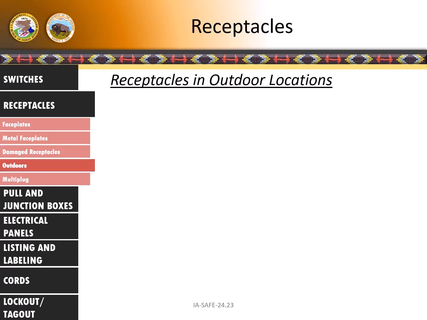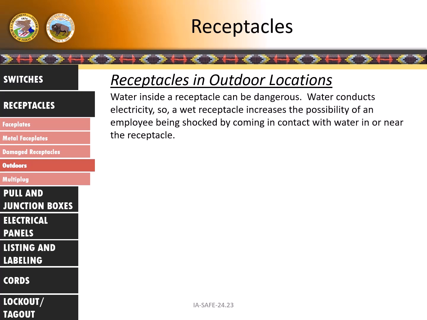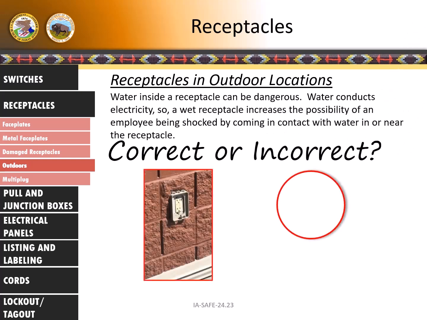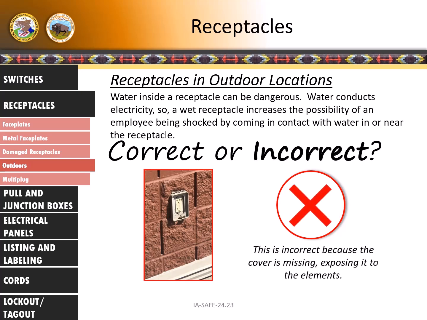Receptacles in outdoor locations. Water inside a receptacle can be dangerous. Water conducts electricity, so a wet receptacle increases the possibility of an employee being shocked by coming in contact with water in or near the receptacle. Is this example correct or incorrect? This is incorrect because the cover is missing, exposing it to the elements.